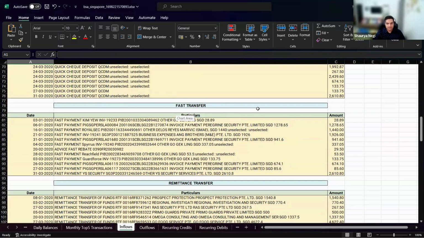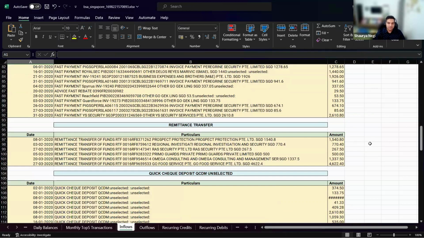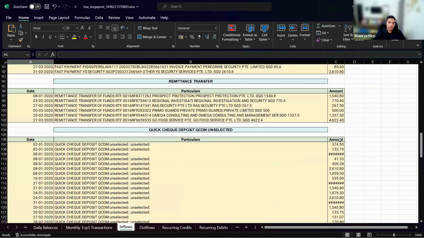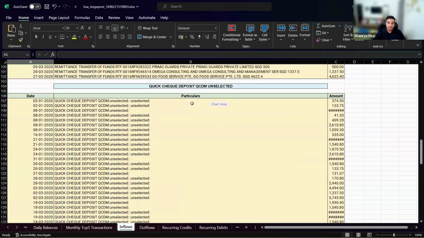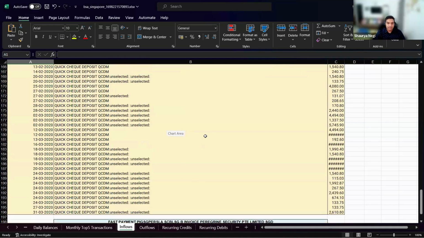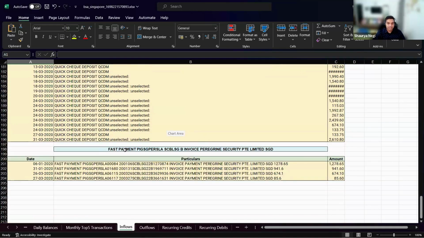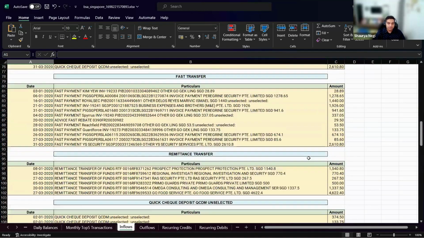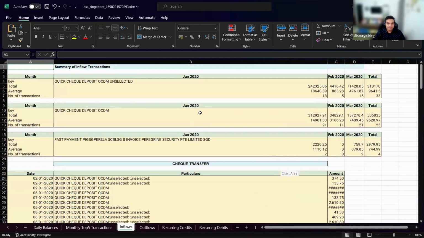All the fast transfer related transactions have been categorized into this particular area of the sheet. All the remittance transfer related transactions have been captured in this particular area. All the quick check deposits have been categorized into this particular area, right? And similarly, fast payment for a particular vendor, Peregrine Security, has been captured here. So this is for the inflows, and similarly, you can also see the summarized point of view for the same.